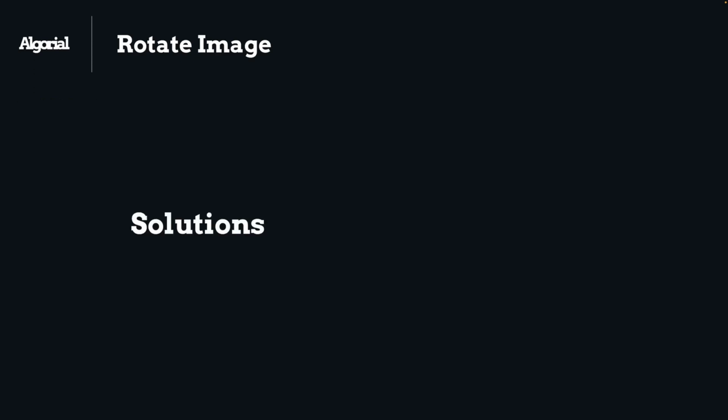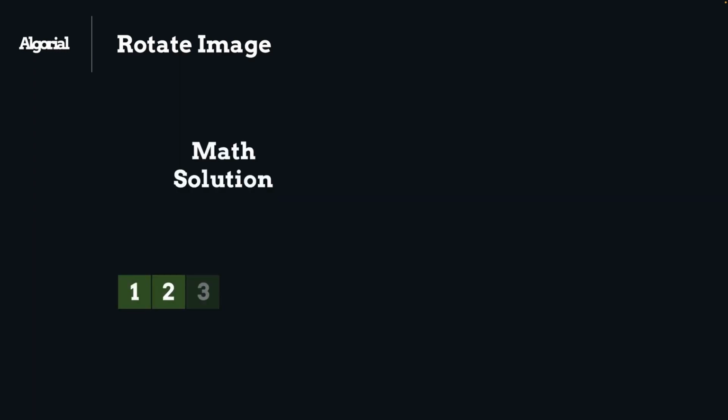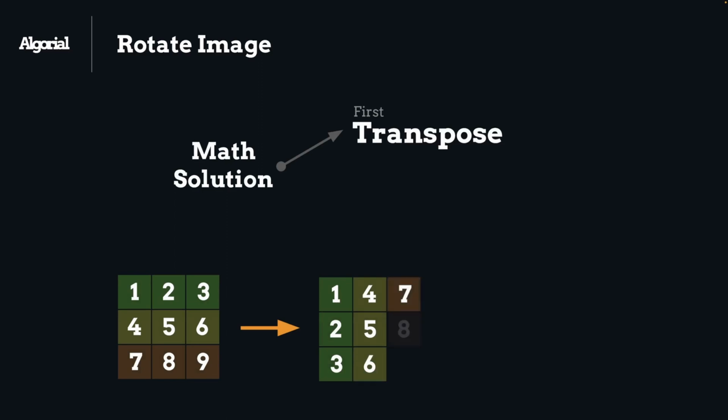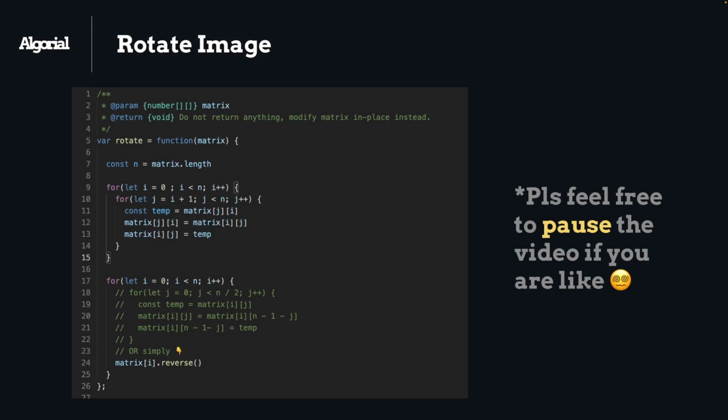So there are actually two solutions for this problem. The first one is a bit mathematics related and easy, but the second one, I would like to call engineering oriented. We will explore both. For the math solution, what we need to do is simple. We need to transpose the matrix first, so rows become columns and columns become rows, and then reverse every row inside of that matrix. Those two steps will give us the answer as you can see in here. And the code for that is going to be super simple like this.